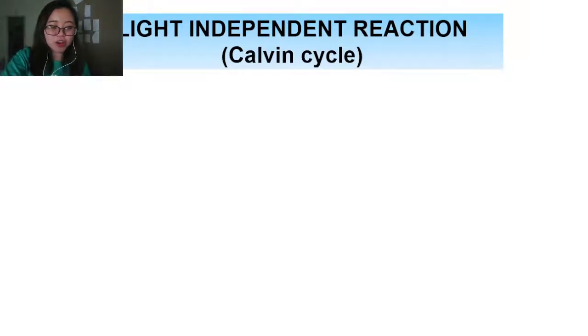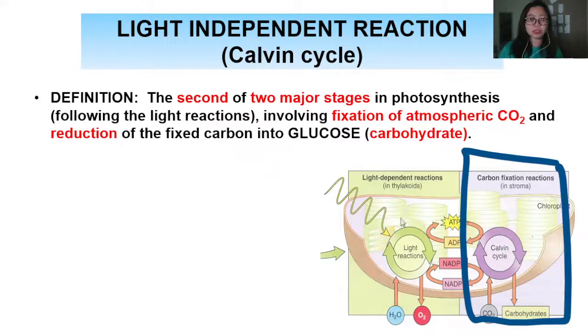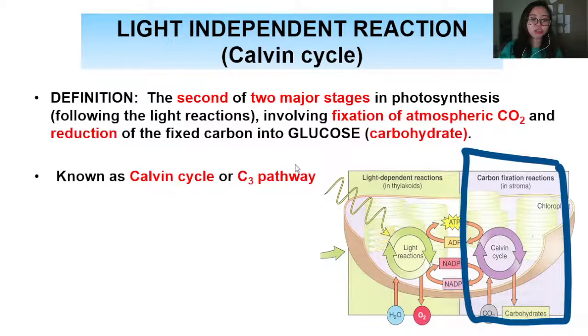So let's have a talk about what is a light-independent reaction. Sometimes called the Kelvin cycle, it is defined as the second of two major stages in photosynthesis following the light reactions, which involves fixation of atmospheric carbon dioxide and the reduction of the fixed carbon into glucose, which is carbohydrate. So in this part of photosynthesis, sometimes called Kelvin cycle, sometimes called C3 pathway, it's going to involve fixation of atmospheric carbon dioxide.